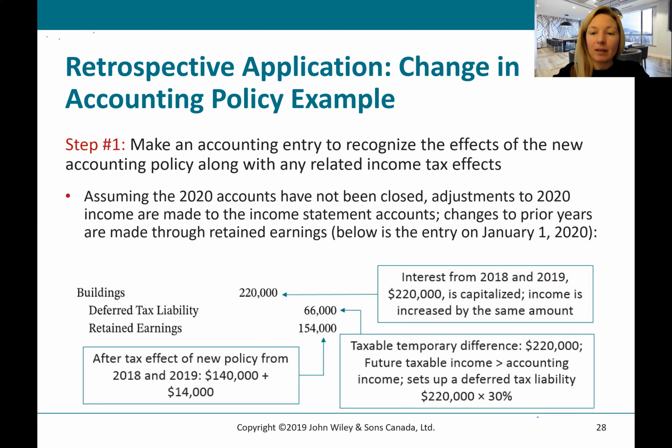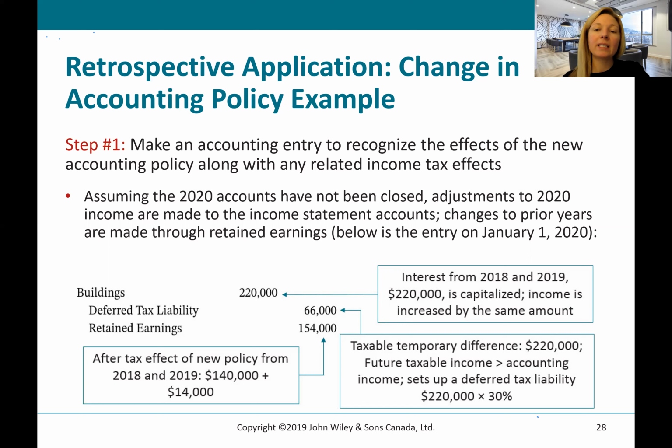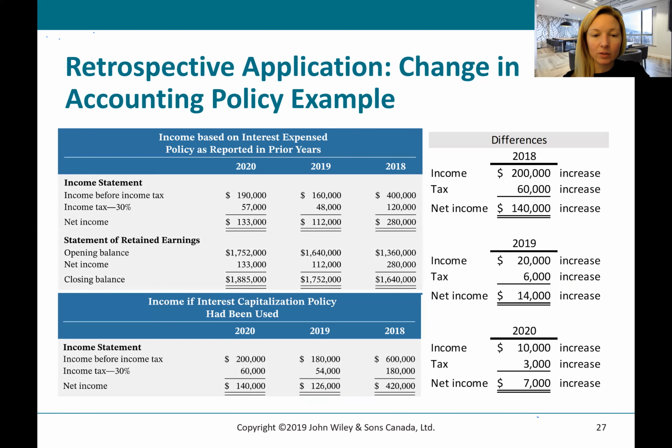So what we're going to do is we need to capitalize the interest. So the total change to the income was, if we go back here, so we can see that our income increase in 2018 was 200,000. And the interest from 2018 and 2019, 220,000, is capitalized. So if we look at this statement here, the interest that we want to capitalize is the total of all the differences here. So you can see 200 in the white section are called differences. So the income 200 plus 200 plus 20,000 is our 220. And 2020 we're saying is still open, so we can adjust that through the current year. We don't need to worry about that right now. So that's how we got our 220.